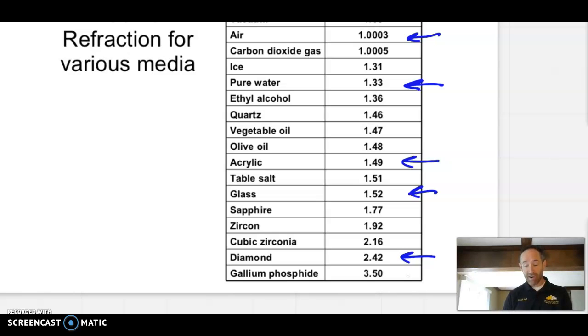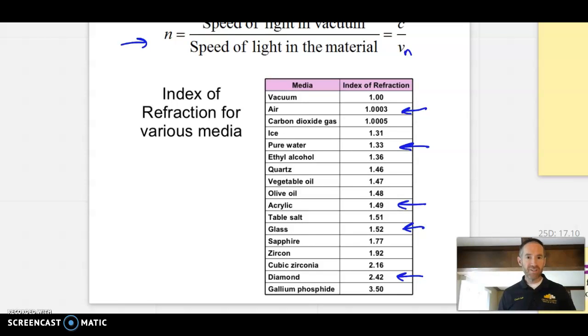These numbers are the number of times slower the light will travel in that substance than it does in the vacuum. You're going to see in the next video that that amount of bending that happens at the interface, that amount of refraction, is proportional to the index of refraction of the substance you're coming from and that you're going to. And you'll see that in the next video, like I said.